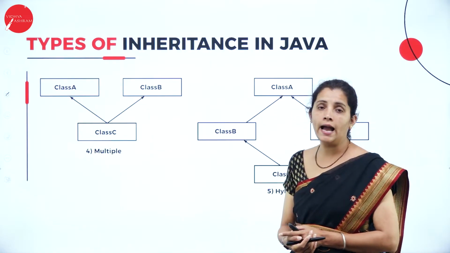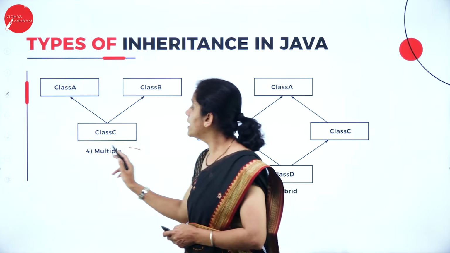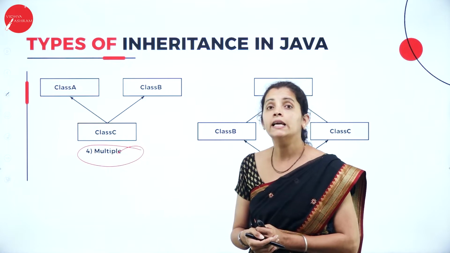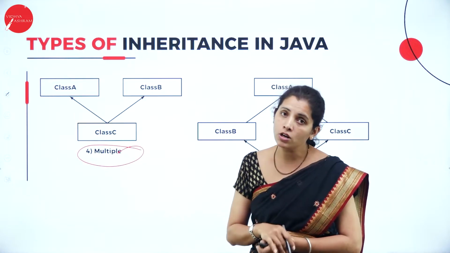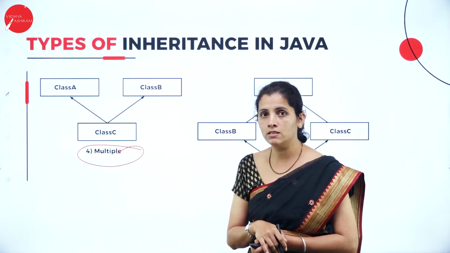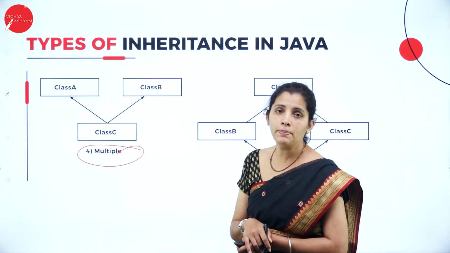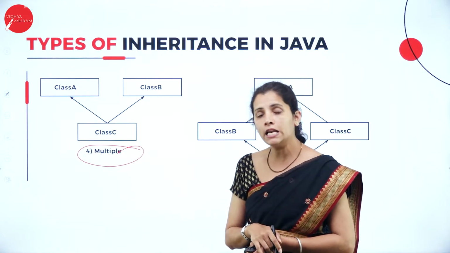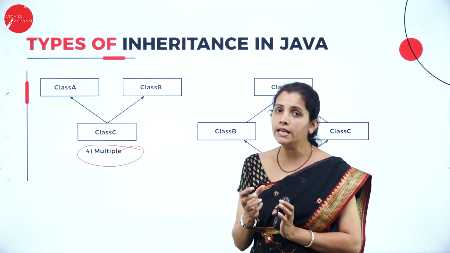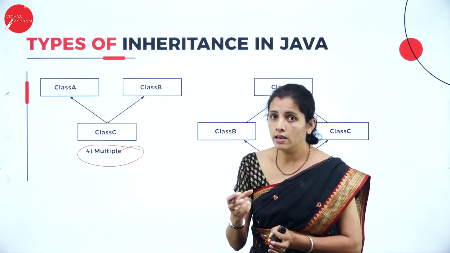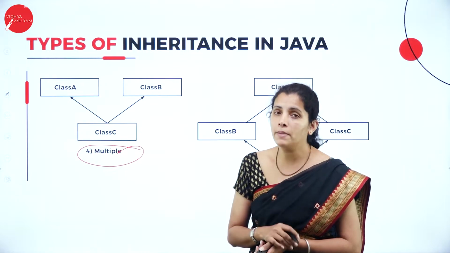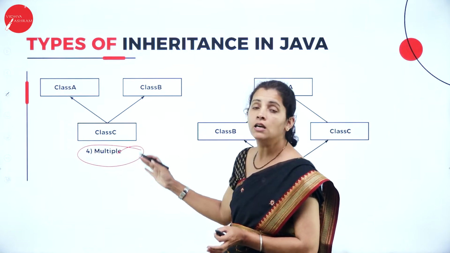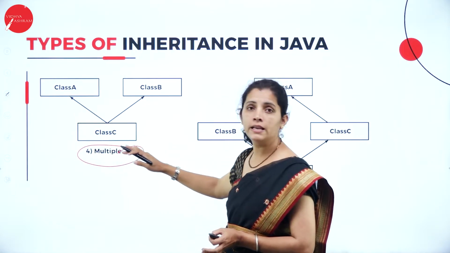Now, dear student, I have another type of inheritance, that is multiple inheritance. And dear student, Java does not support multiple inheritance. To achieve multiple inheritance, I am going to use the concept called interface. Anyway, dear student, we are going to study in depth about interface in my upcoming sessions. But at present, you just remember that we have a type, that is multiple inheritance.